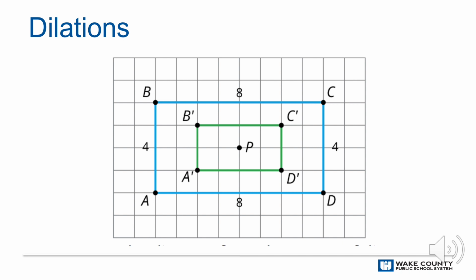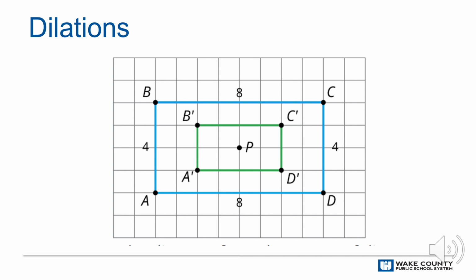If the scale factor is less than 1, the dilated figure is smaller than the original. If the scale factor is greater than 1, the dilated figure is larger than the original. In this dilation, the center is point P and the scale factor is 1/2. When dilating figures, the distance from the center of dilation to a point on the figure is multiplied by the scale factor to get the location of the corresponding point.